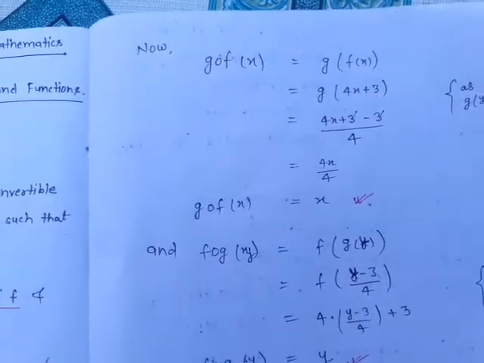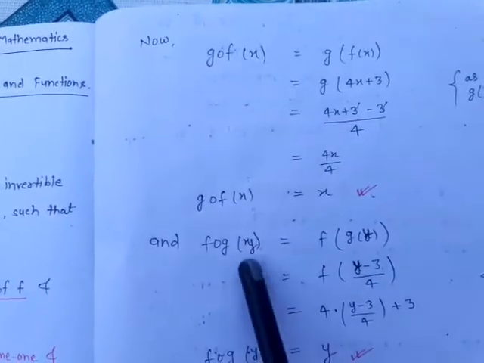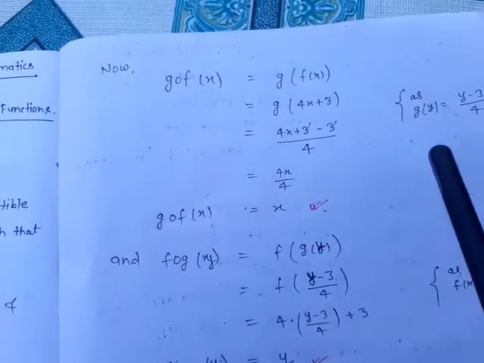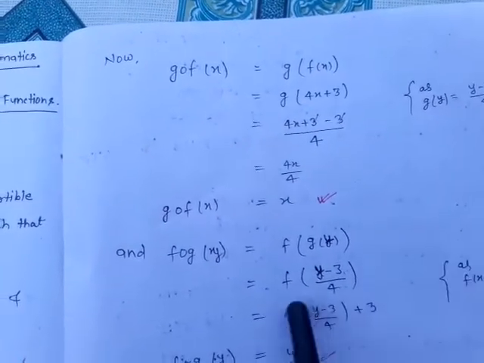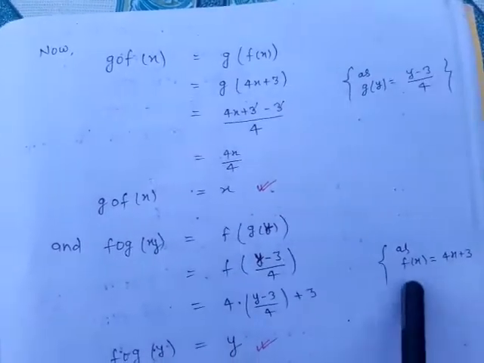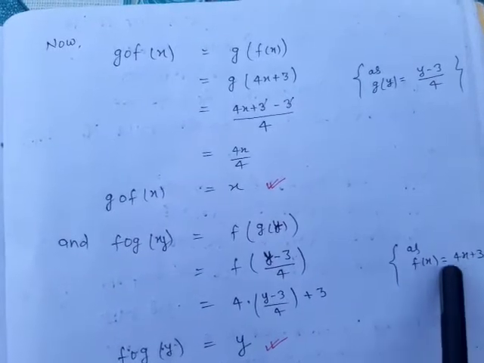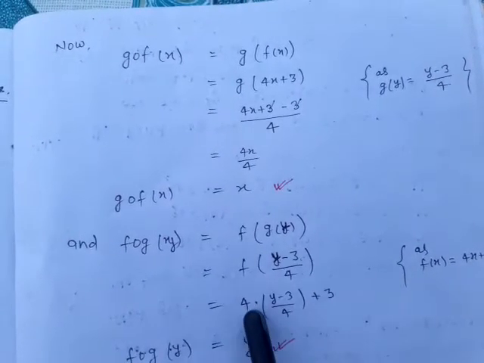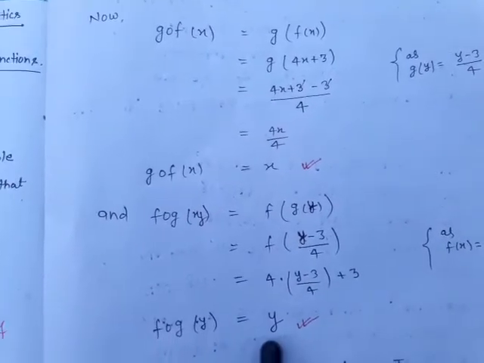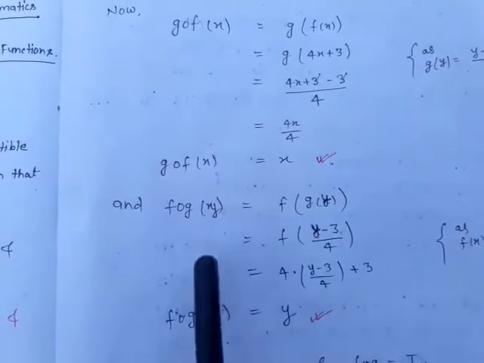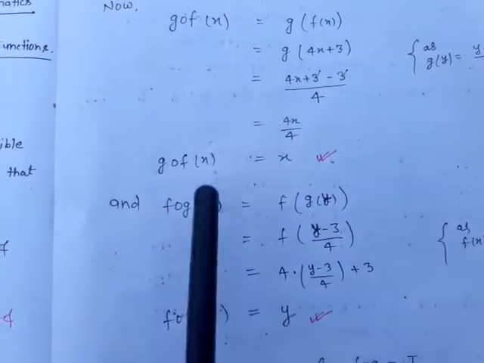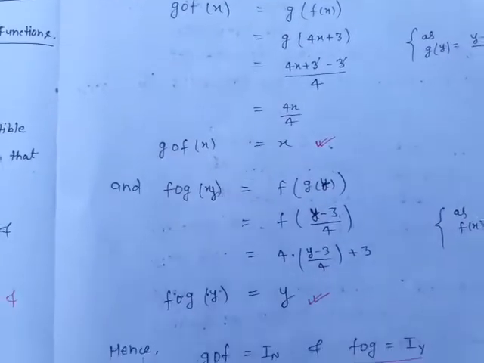Second one is f of g(y). Here we know that g(y) is equal to (y minus 3) by 4, so f of (y minus 3) by 4. Since f(x) is equal to 4x plus 3, in place of x we put (y minus 3) by 4, giving 4 times (y minus 3) by 4 plus 3. The 4 cancels out, and solving we get y. So g of f(x) is equal to x, and f of g(y) is equal to y. We get both identity functions, which satisfies both conditions.